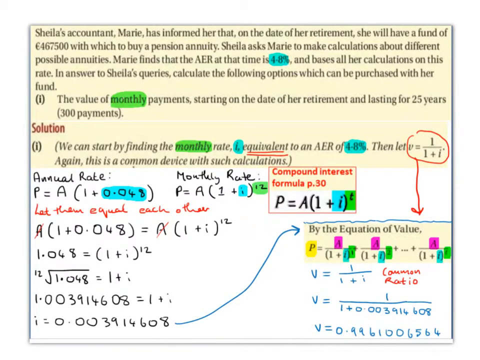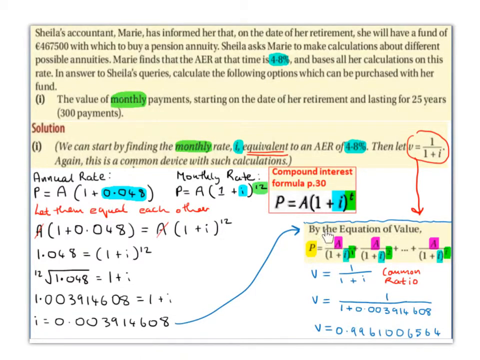and we're trying to find out what this i is. We're going to let them equal each other, cancel out the A's. So we end up with 1 plus 0.048 equals (1 plus i) to the power 12. So 1.048 equals (1 plus i) to the power 12. The 12 comes over, becomes the 12th root of 1.048, and that's equal to 1 plus i. And that gives us 1.00391468 equal to 1 plus i. So bring the 1 over the equal sign, it becomes minus 1. So i is equal to 0.00391468. So this is our interest rate.